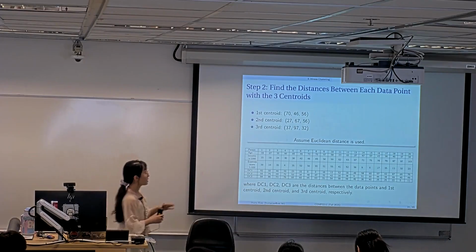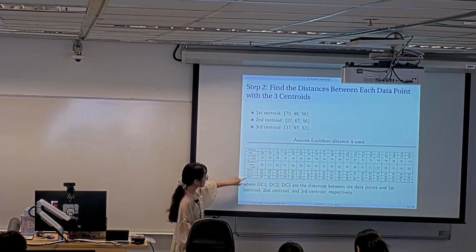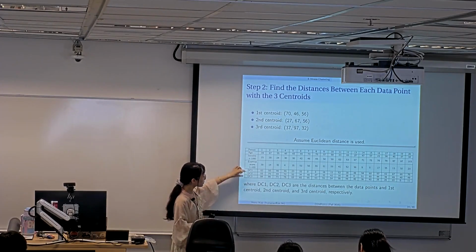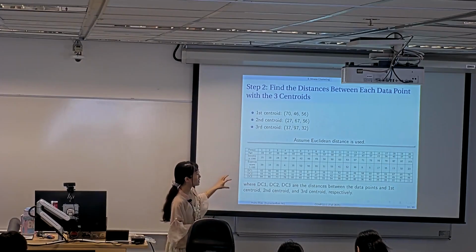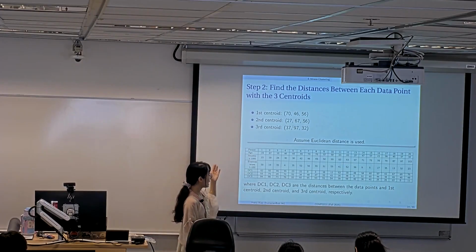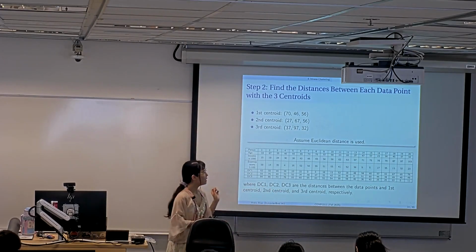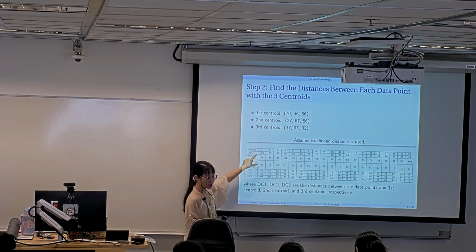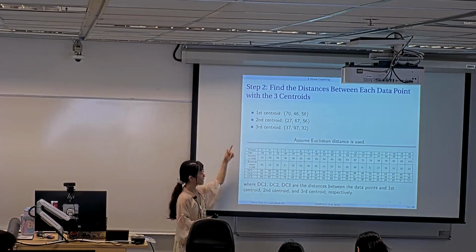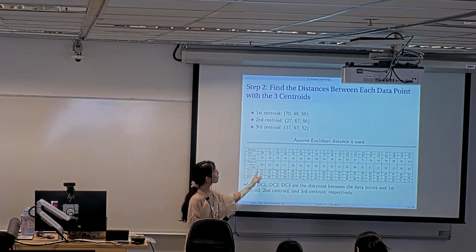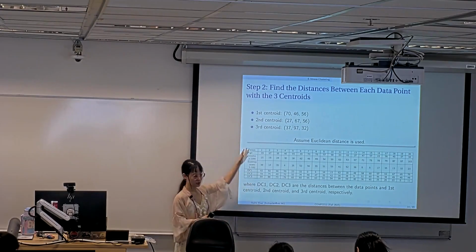And then we append 3 rows here. Distance 1, distance 2, distance 3. So these 3 terms, dc1, dc2, dc3, are the distances between the data points and the first centroid, second centroid, and the third centroid, respectively. So that means the first data point has the Euclidean distance 62 with the first centroid, the distance 55 with the second centroid, and the distance 84 with the third centroid.